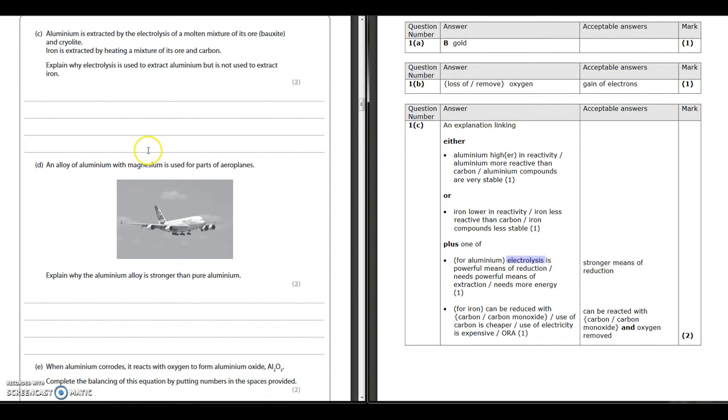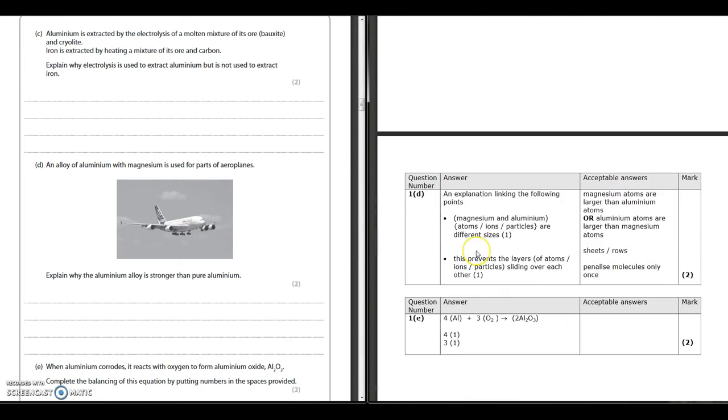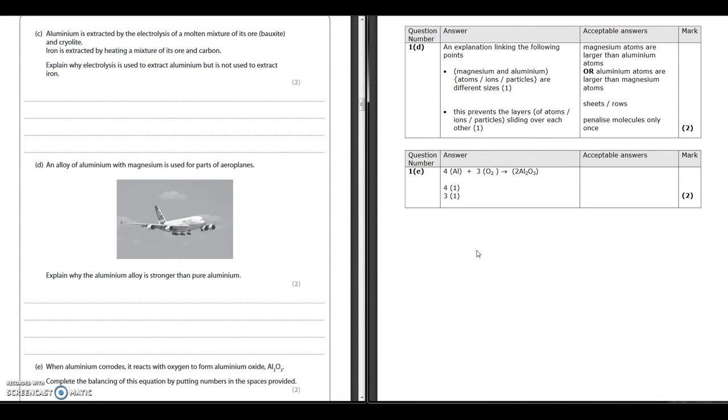For D, explain why the aluminium alloy is stronger than pure aluminium. You'll hopefully remember when you did this in class that you've got these little circles, these layers of circles, and that in a pure metal they can slide over each other. So when we're talking about aluminium being stronger as the alloy, then we're thinking about these magnesium or aluminium ions. You can call them atoms or particles, and they're different sizes compared to each other. Because they're different sizes, we've got layers that can't slide over each other. They jam up.